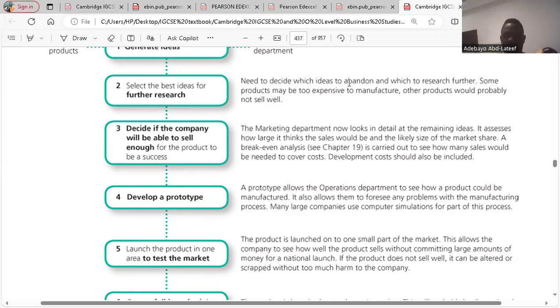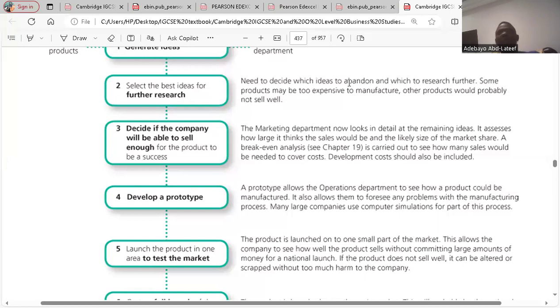Here they said the marketing department now looks in detail at the remaining ideas. It assesses how large it thinks the sales would be and the likely size of the market share. A break-even analysis is carried out to see how many sales would be needed to cover cost. Development cost should also be included. So here is about revenue.